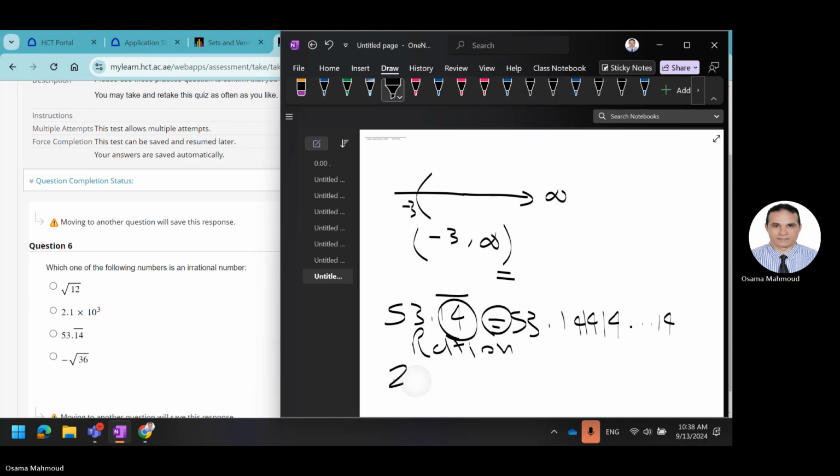2.1. This is the scientific notation I told you about just a few minutes ago, to the power 3. Okay? This is rational without thinking, right?